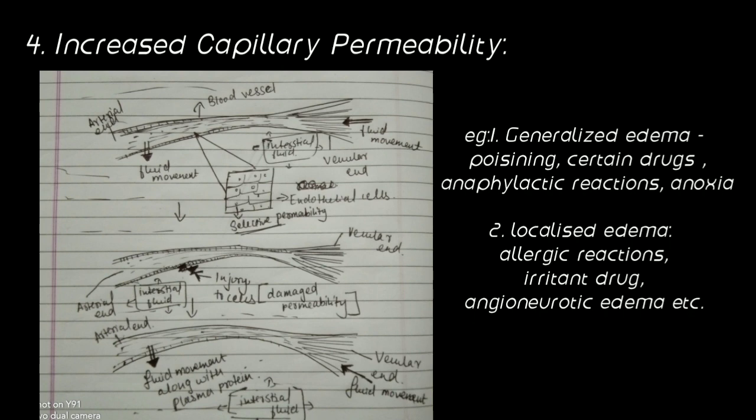Examples of these edema are generalized edema, which is caused due to poisoning, certain drugs, anaphylactic reactions, anoxia, and localized edema, which is usually caused due to allergic reactions, irritant drugs, angioneurotic edema, etc.